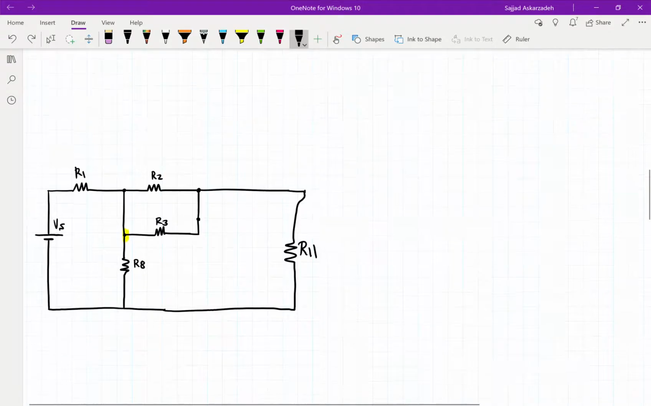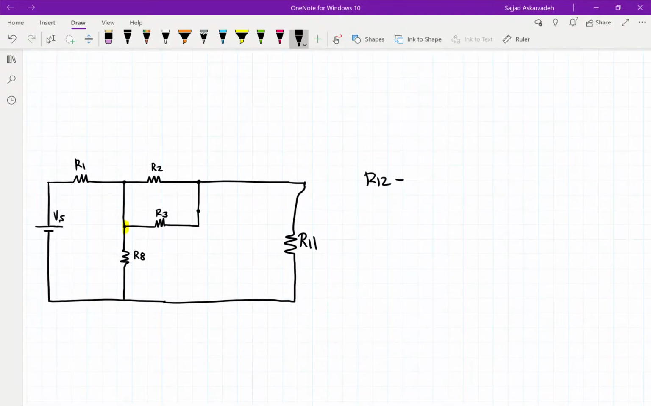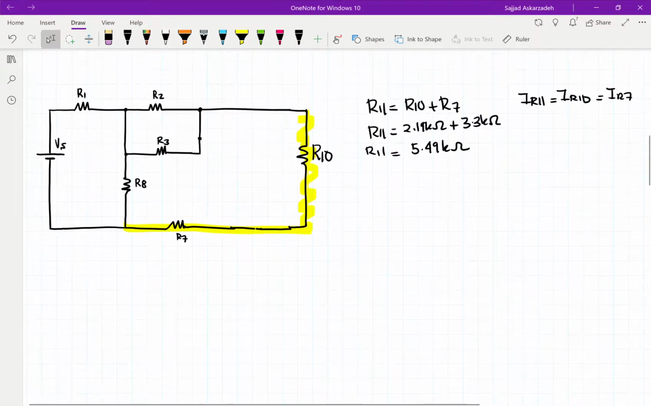Now it's the next one, R12. But we have to look at it and ask, is R11 in series with R8? No. Is it in parallel? No. So the next thing is to check to see if any other resistors are in series or parallel. We can see that R2 and R3 are in parallel to each other, sharing the same node. There's a node here and another node there. So R12 is equal to R2 multiplied by R3, over R2 plus R3. Did we calculate that? Yes, we did.